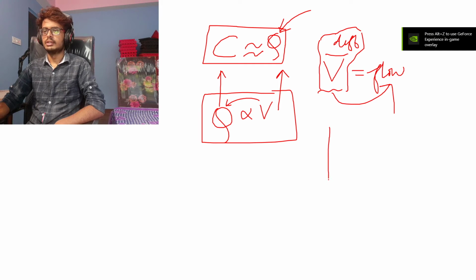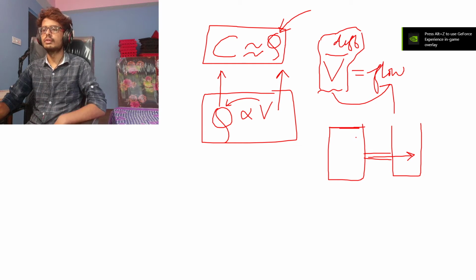Like the two tank system that I always give you as an example. If I say that one tank is completely full and one tank is completely empty and they are connected like this, then at this particular moment, the flow will be very high. The amount of water flowing from this full tank to the empty tank will be very high, right? This is self-explanatory.